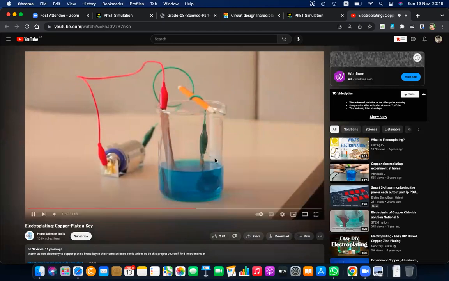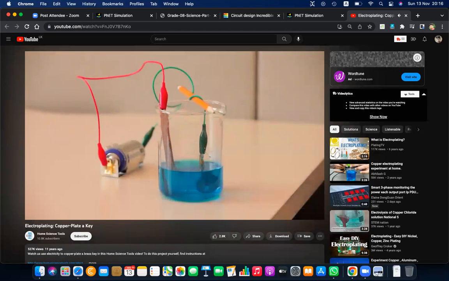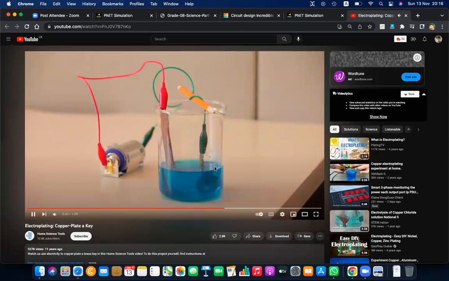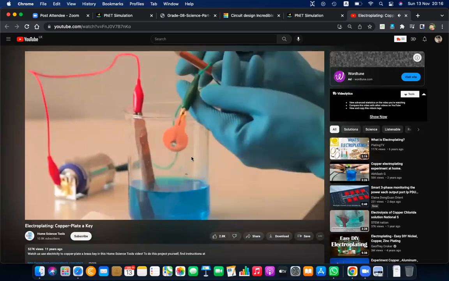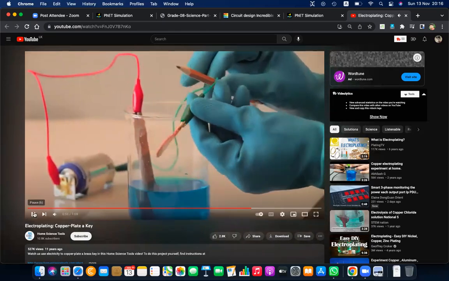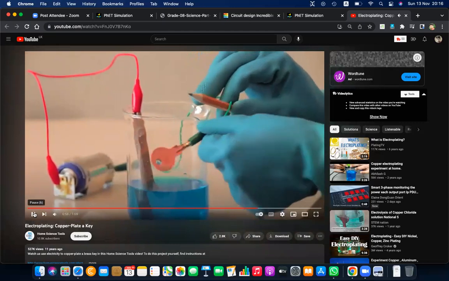Copper ions in solution are attracted to the key and deposit copper on it. Meanwhile, an oxidation reaction is happening with the copper strip to create more copper ions in the solution. After about 20 minutes, here is our result. Here, this is the result after 20 minutes. Can you see the key?